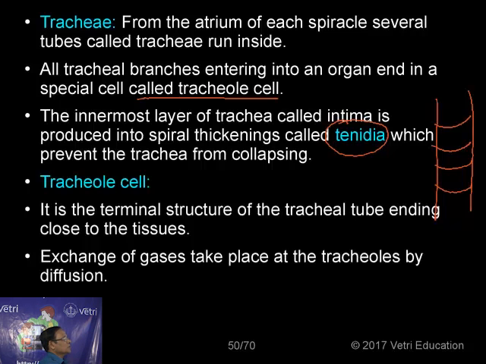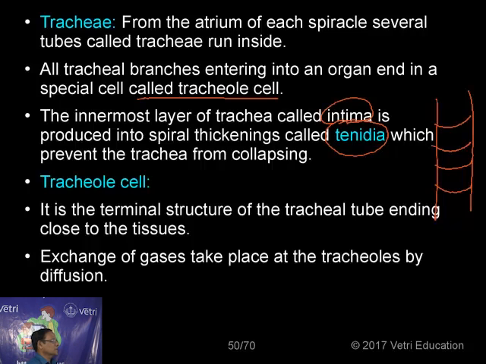So, the innermost layer of the trachea is called intima. It is produced into spiral thickenings called taenidia all around the tracheal wall, which prevent the trachea from collapse. So, what is taenidia? The chitinous thickenings present on the wall of a trachea.